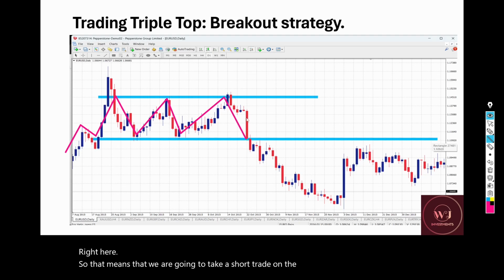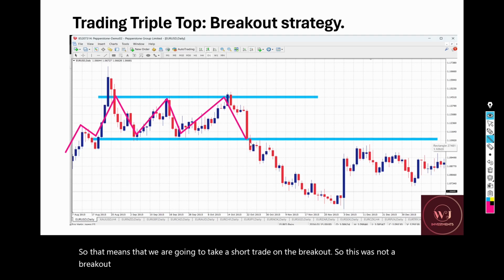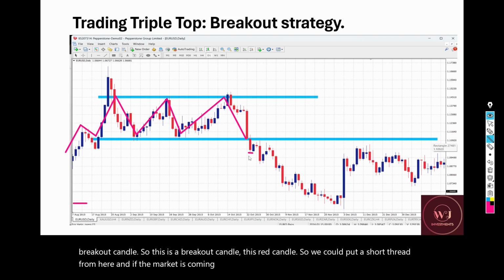So this was not a breakout candle. So this is a breakout candle, this red candle. So we could put a short trade from here. And if the market is coming from around this level, that means that is where our take profit is going to be.